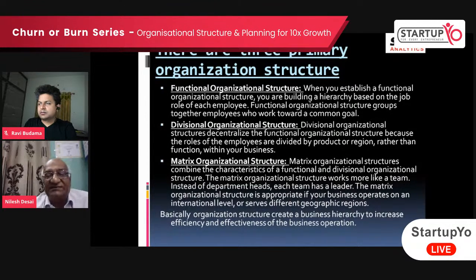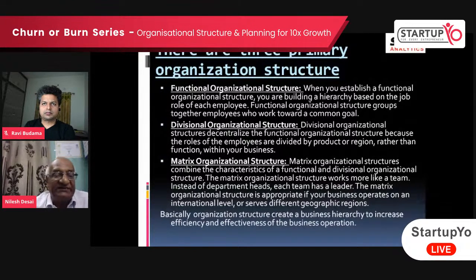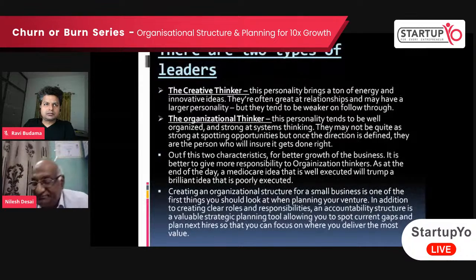Then the matrix organization structure. The matrix organization structure combines the characteristics of the functional and divisional structures. It works more like a team instead of department heads. Each team has a leader. The matrix structure is appropriate if your business operates at an international level or serves different geographic regions. Basically, an organization structure creates a business hierarchy to increase the efficiency and effectiveness of business operations. The ultimate idea of doing any business is to work efficiently and smoothly, and by defining this, it will come to that.